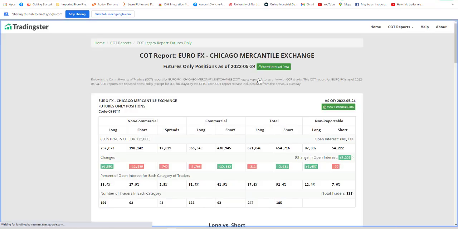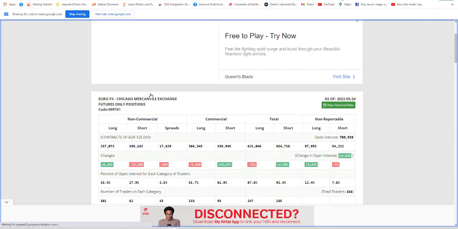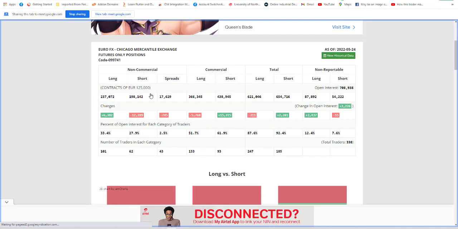Now this is where it gets exciting. How do you read the commitment of traders report? First, you check the date. Look at the date we have here now. This is, what, 24th of May, of course, of this year.